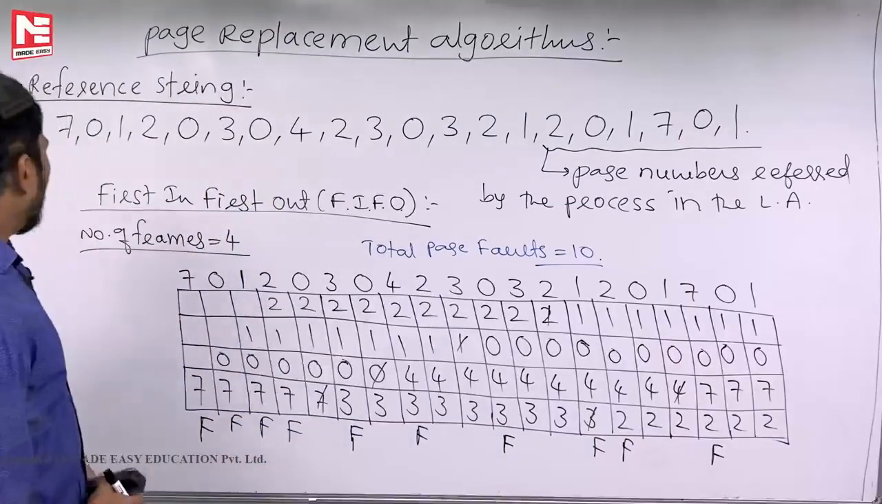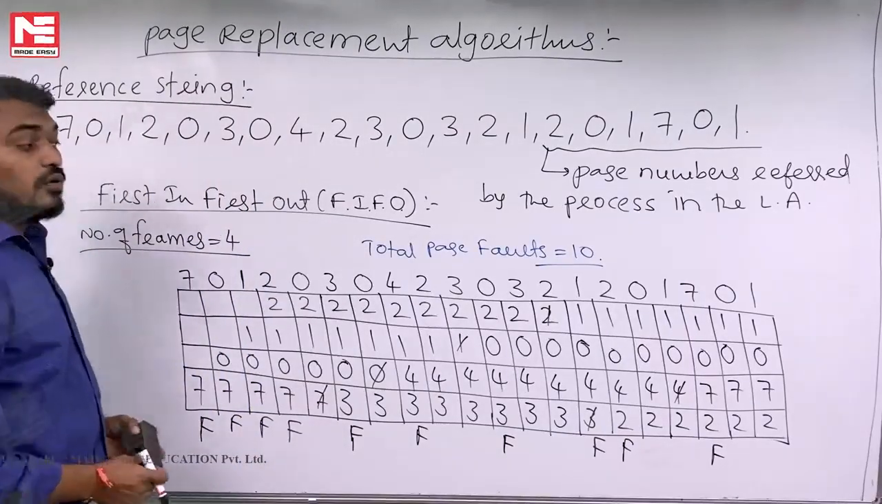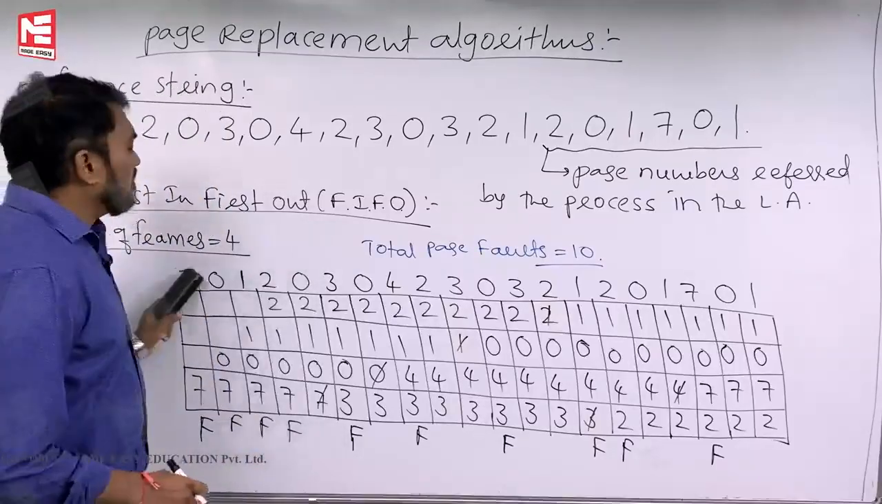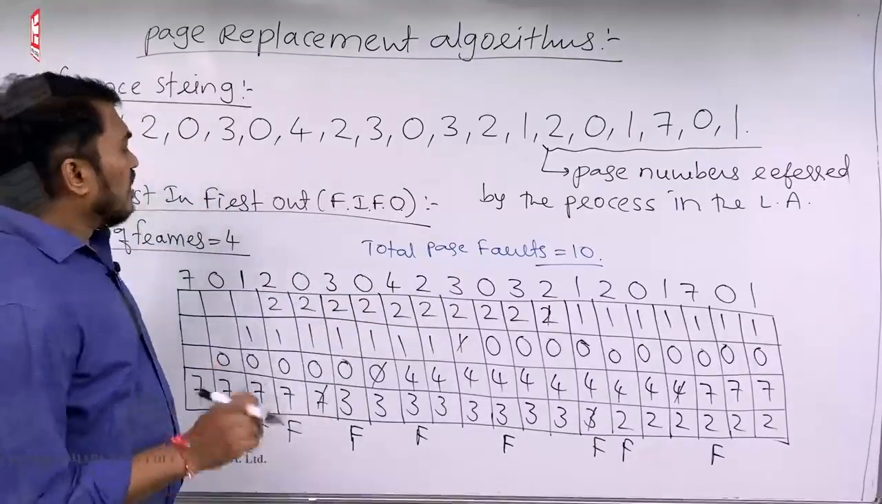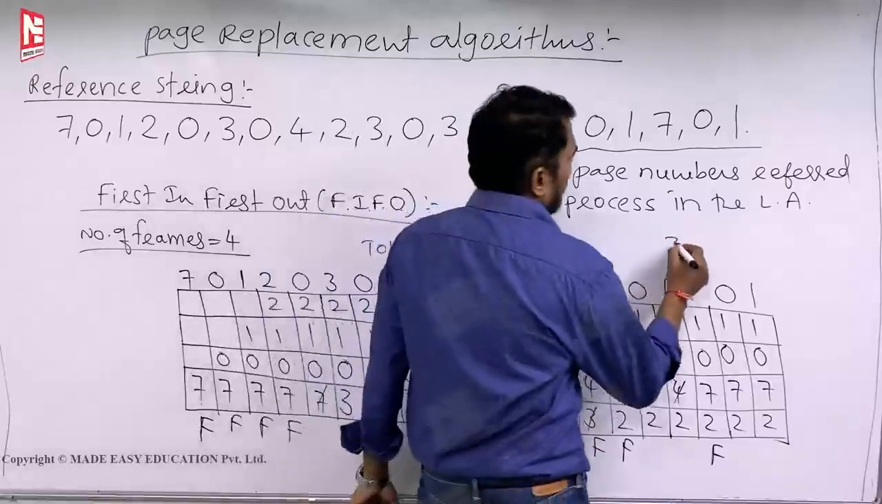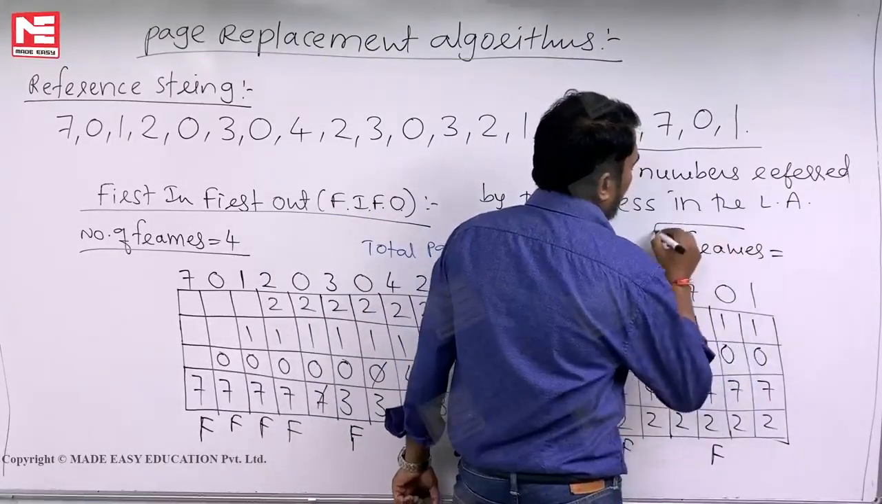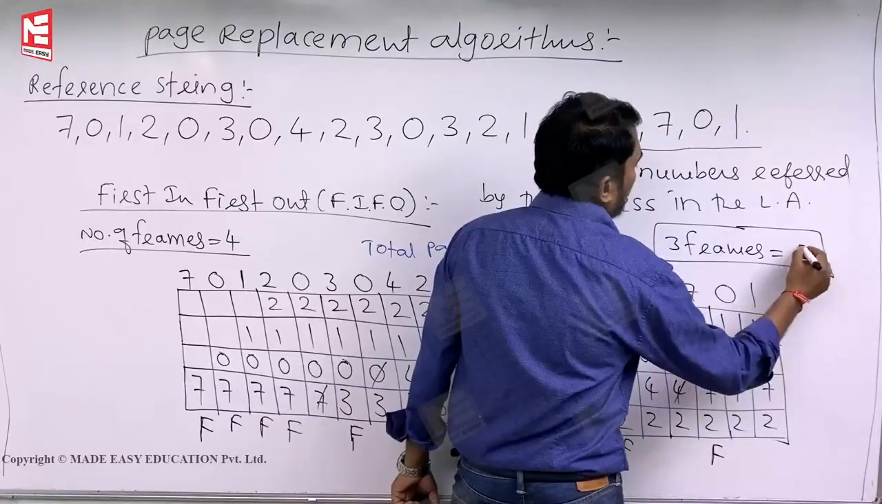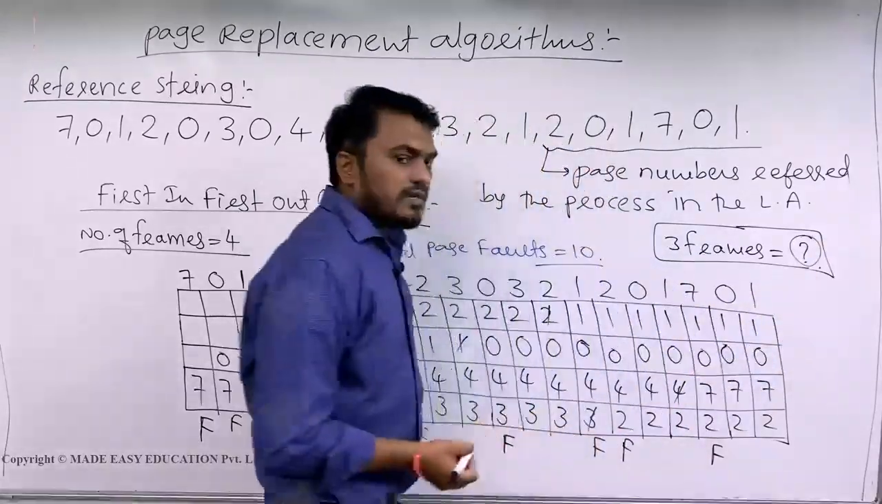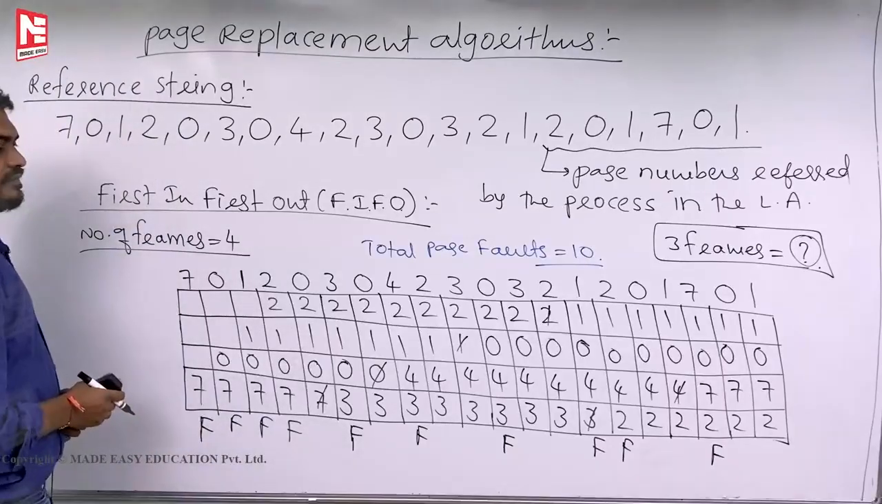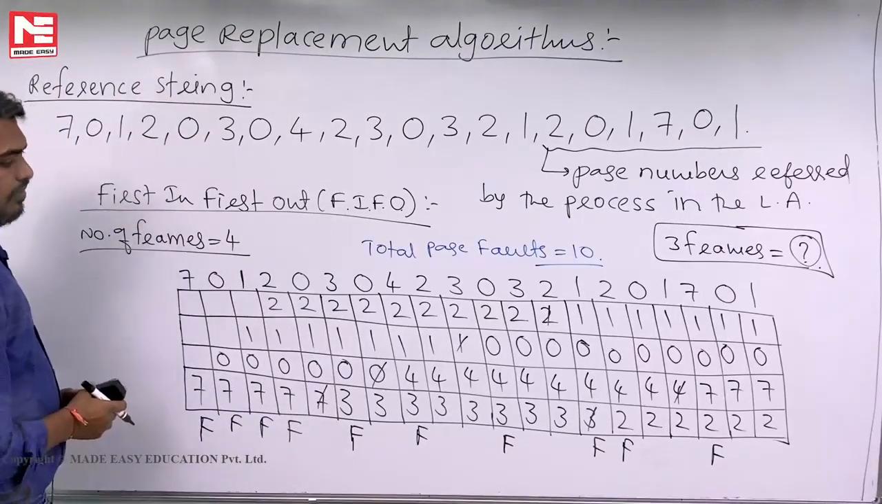Right. So next, there's a homework. Solve the same thing, the same reference string, with 3 frames. Take 3 frames and solve it. That is the homework. Please solve that with 3 frames and find out how many page faults come.